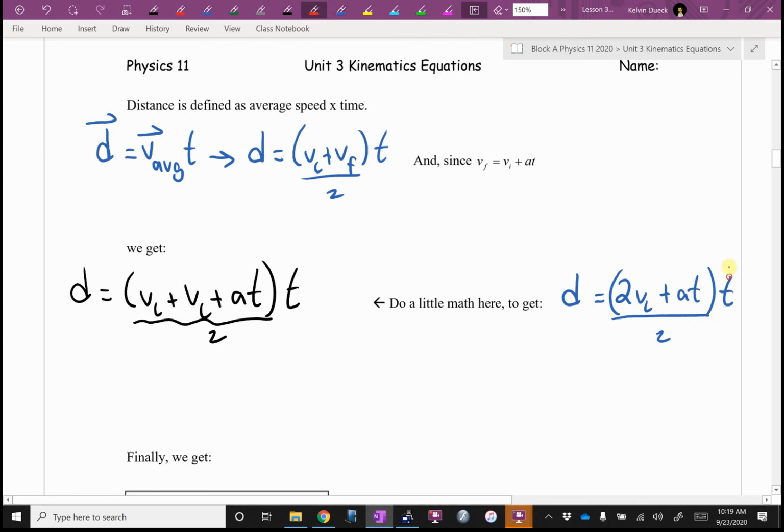Now, I'm going to multiply that T into the brackets. I think Mr. Rocca calls it front door bomb or something. You're distributing. I've never quite understood that. Anyways, I'm going to multiply the T onto everything. That's going to give me D equals 2 VIT plus A. I could write TT, but what's a better way to write T times T?